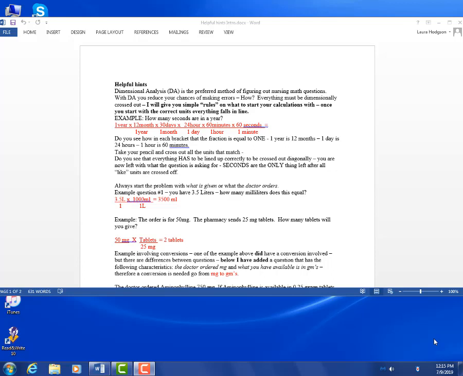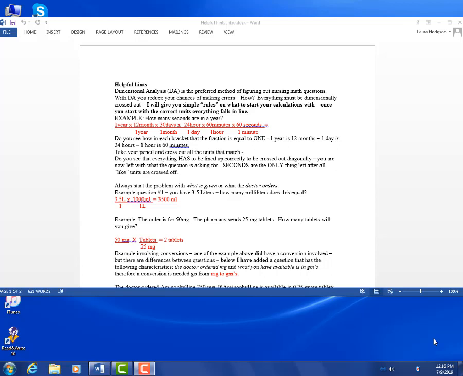Dimensional analysis is a preferred method of figuring out nursing math questions. With dimensional analysis, you reduce your chances of making any mistakes. Everything must be dimensionally crossed out. I'm going to give you some simple rules. I call them the rule of thumb to start your calculations with.